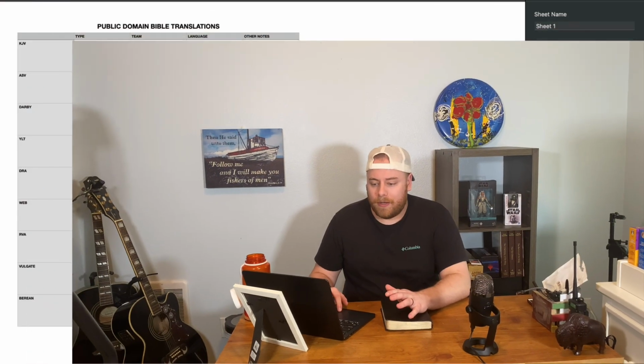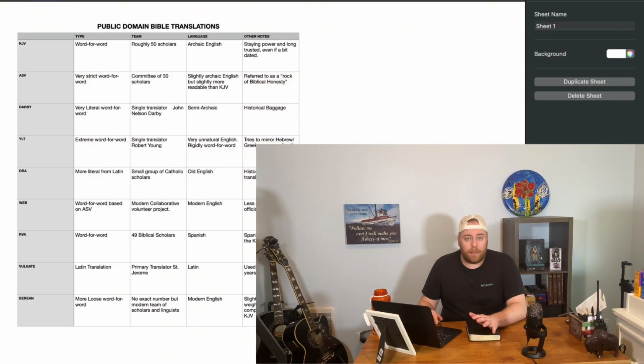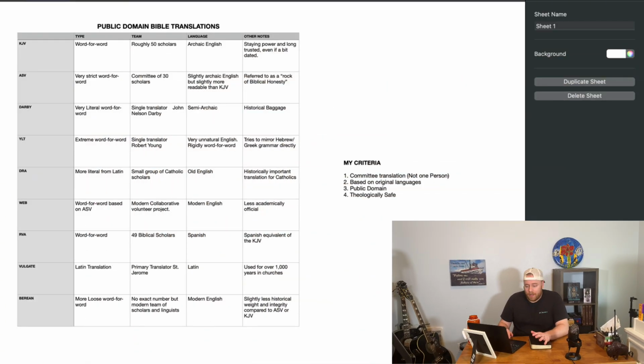So I'm going to throw up a chart on the screen. This is a chart I made of the 9 different public domain Bibles I could find. 8 of these are pretty common in the public domain, and then there was one that was kind of an extra that a commenter left for me. So we're going to start off with the King James Version, the Old Faithful.